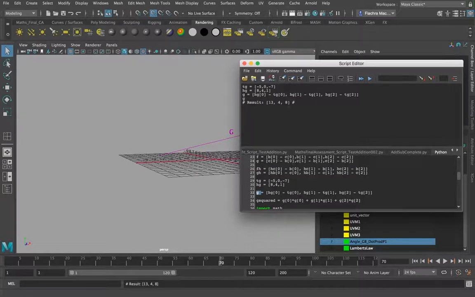So there we have 13, 4, and 8. We then get each of those coordinates multiplied by themselves, so squared, and added together for G squared.